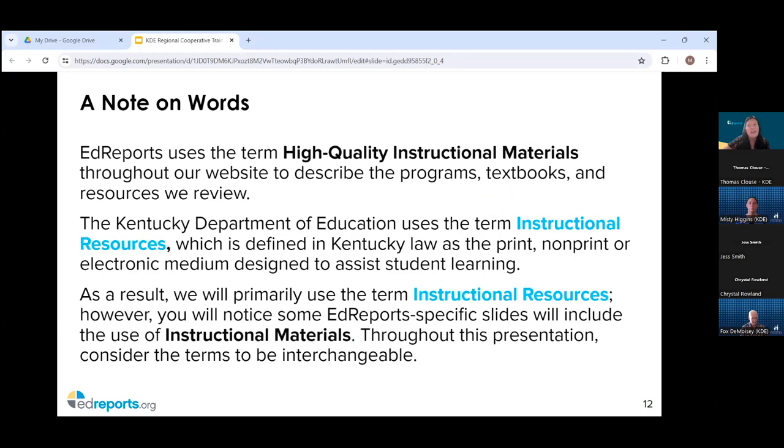Before we get into the content, just a quick note on some words. EdReport uses the term high-quality instructional materials across our website to describe the programs, the textbooks, and the resources we review. The Kentucky Department of Education uses the term instructional resources, which is defined in Kentucky law as the print, non-print, or electric medium designed to assist student learning. Throughout this presentation, we'll primarily use the term instructional resources. You may notice that the term instructional materials is used on the following EdReport specific slides. For the purpose of this presentation, please consider instructional resources and instructional materials as interchangeable.